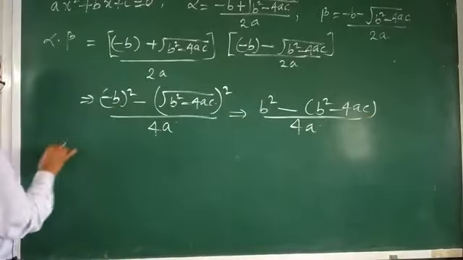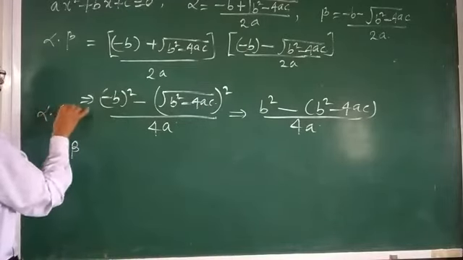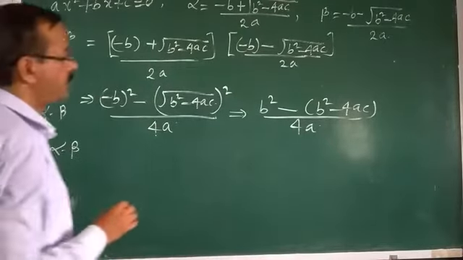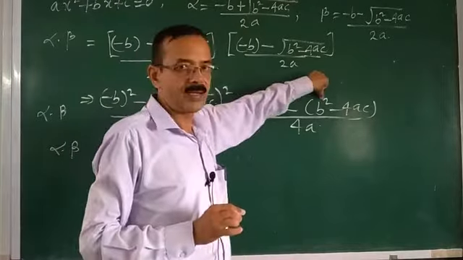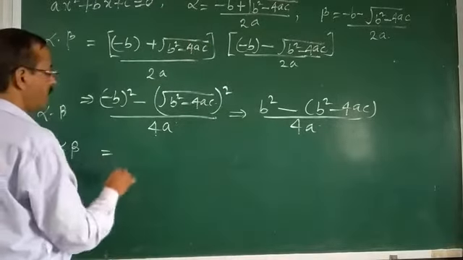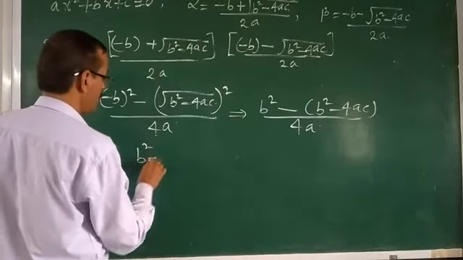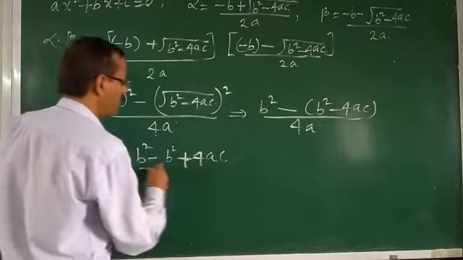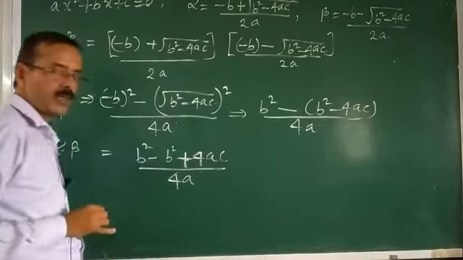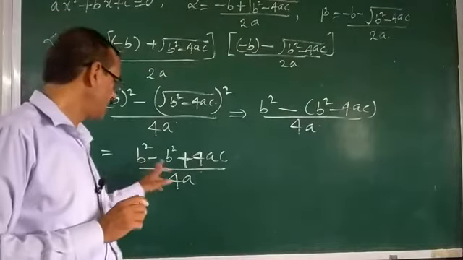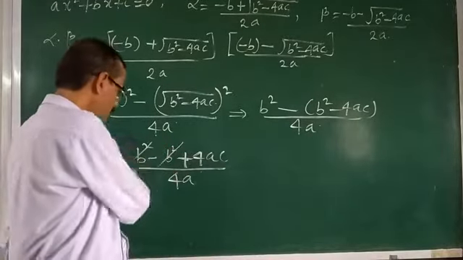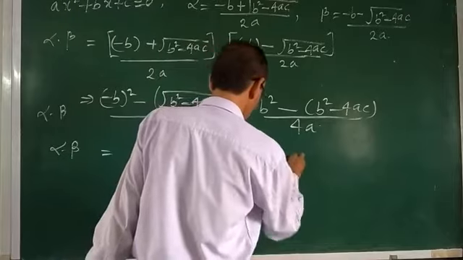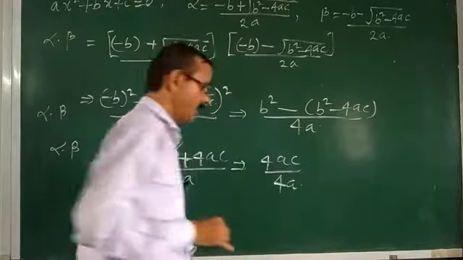Right? Now, what is this? Alpha beta, alpha into beta. Now open this bracket. So that will be equal to b square minus b square plus 4ac, whole upon 4a. Right? No doubt in this. b square will be cancelled. So what will remain? The rest will be 4ac whole upon 4a.